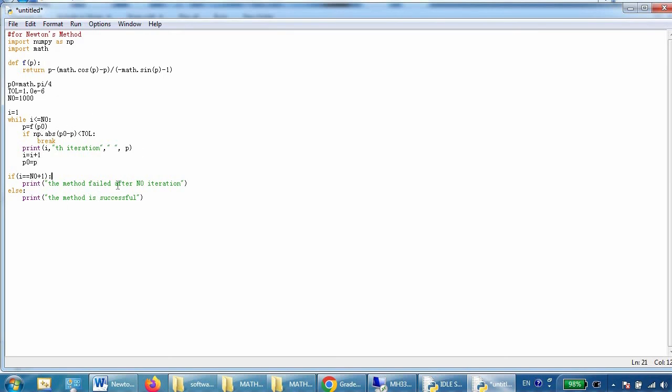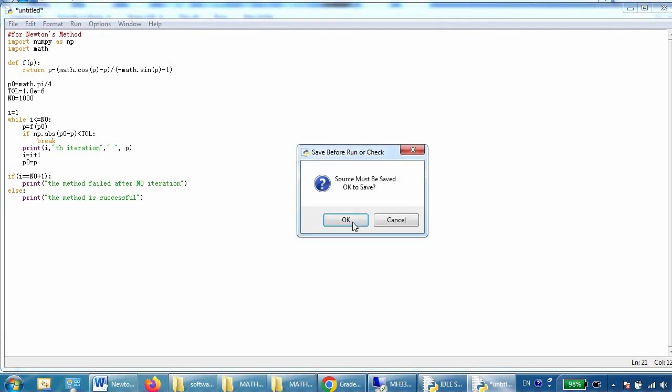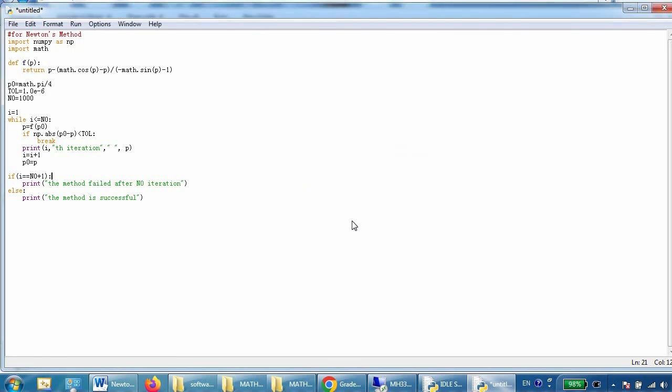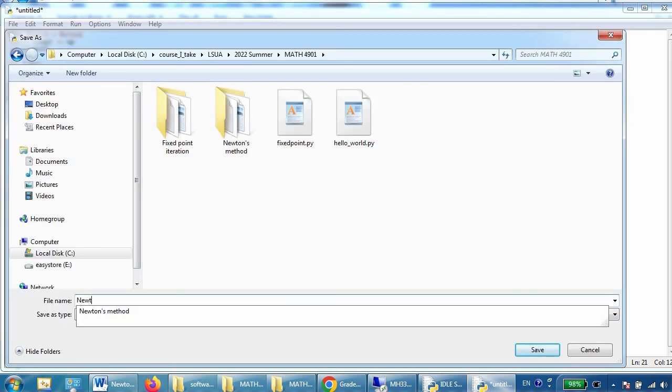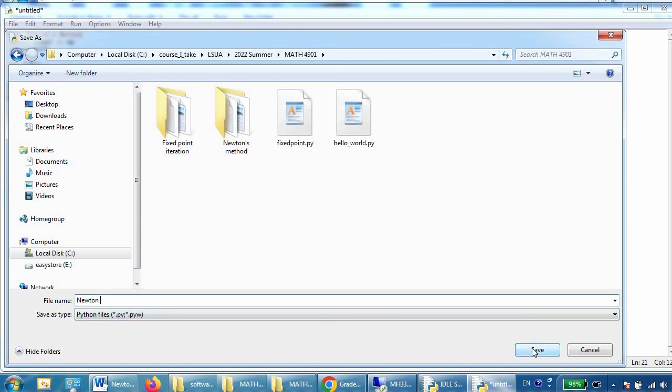Okay, we're already done with the coding. Now we're gonna hit the run button, and we're gonna save the file. We can name it Newton. Okay, save it.